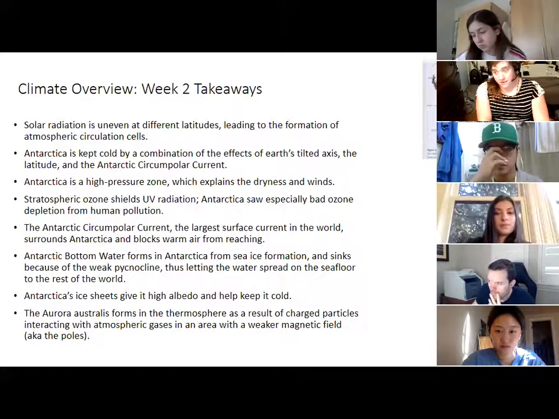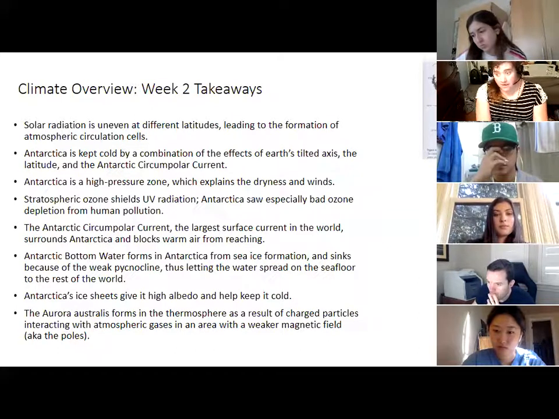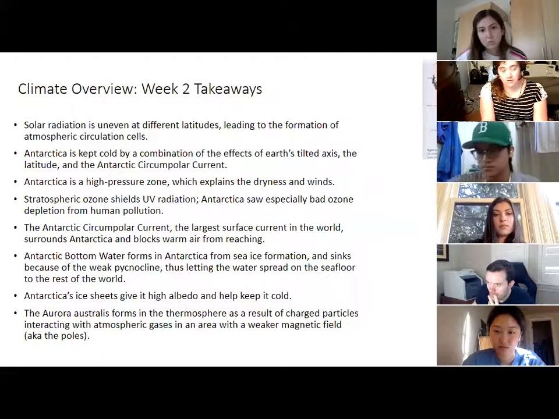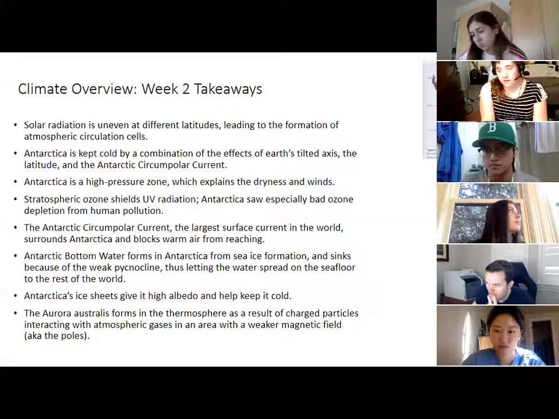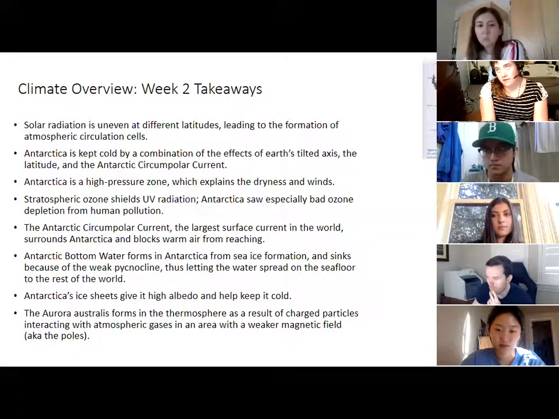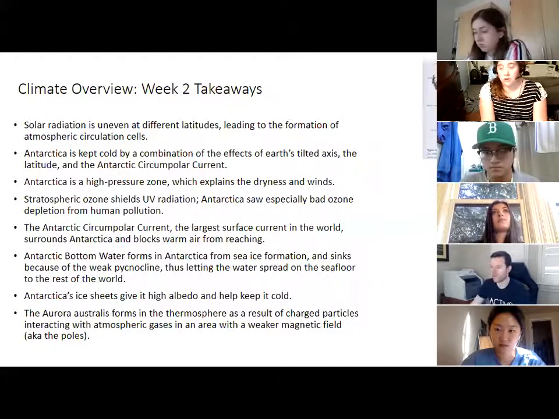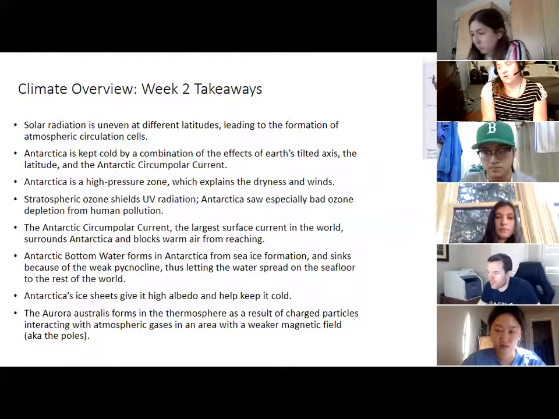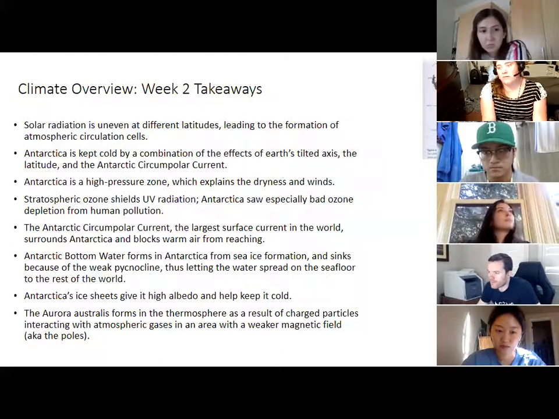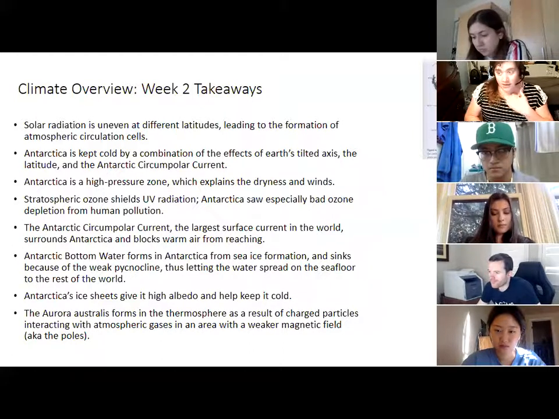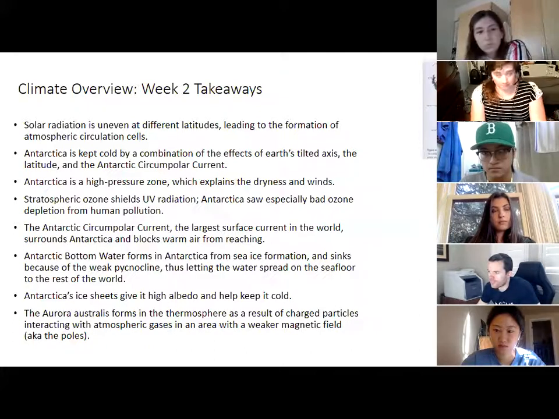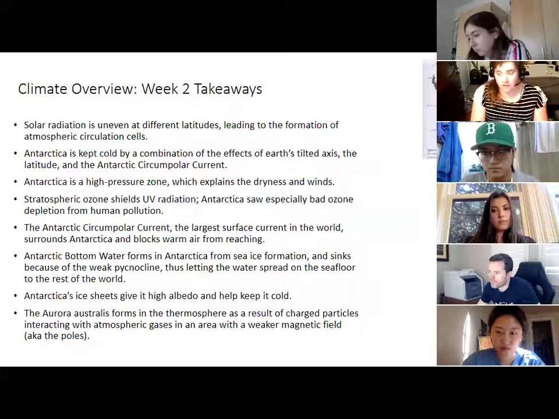And Antarctica has seen especially bad ozone depletion because worldwide human pollution has caused ozone depletion, but it's been concentrated in Antarctica because those pollutants get trapped there during the winter by the polar vortex. So the hole forms when the polar vortex forms and isolates the pollutants above the continent. It doesn't help also that the reactions that break down ozone go faster when it's cold. So that's one reason why Antarctica has seen such bad ozone depletion.